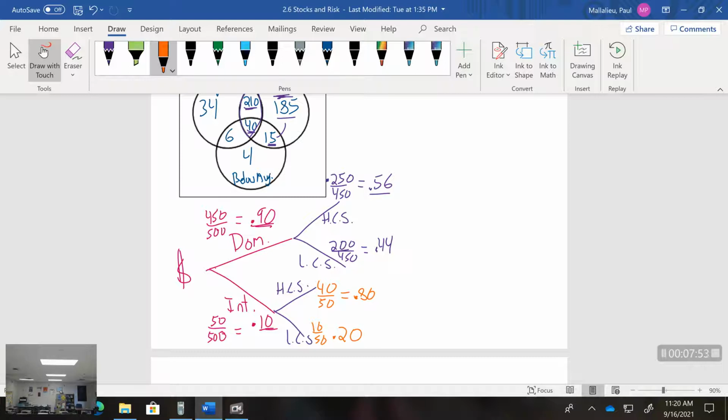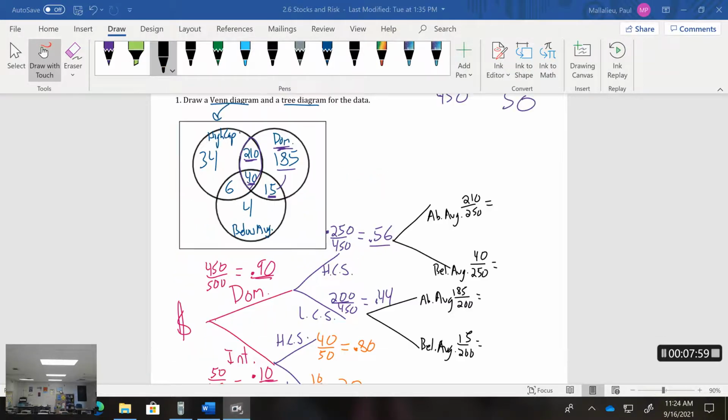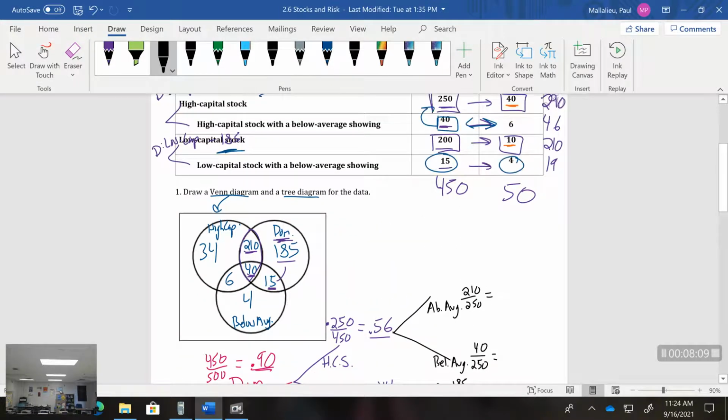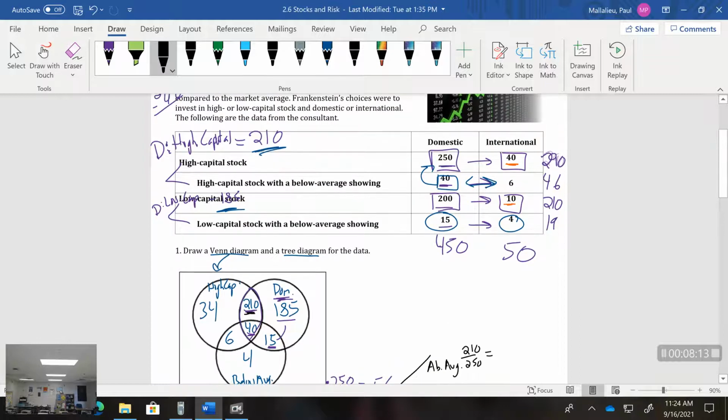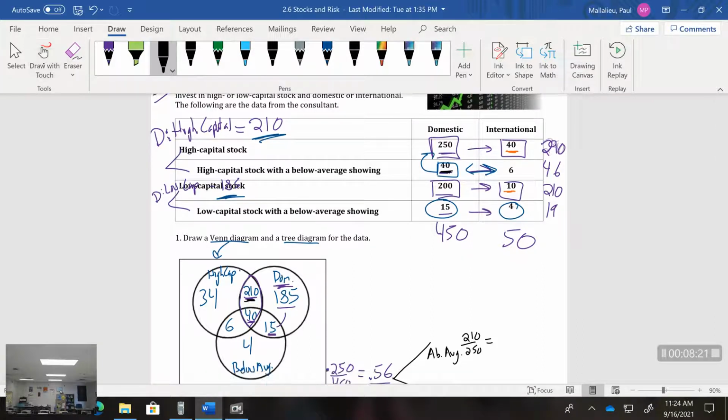Then we'll branch off from there, and we're going to see what's above average and below average. So for our domestic high capital stocks performing average or above average, there's 210 of those. So we can get that from the Venn diagram right here, or we can get that from the chart where we see that 40 of them are showing below average. So 250 minus 40 leaves us with 210.